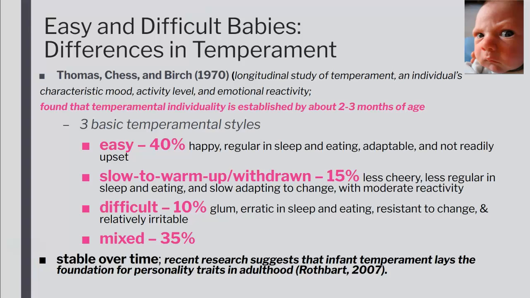Infant temperament, studies show that it is established very early on. By temperament, we mean how easy they are to adapt to situations, their overall mood and activity level, and emotional reactivity. 3 basic temperaments: easy, slow to warm up, difficult, and mixed. But studies show that they are stable over time. So an easy temperament baby tends to be an easygoing adult and teen later on.